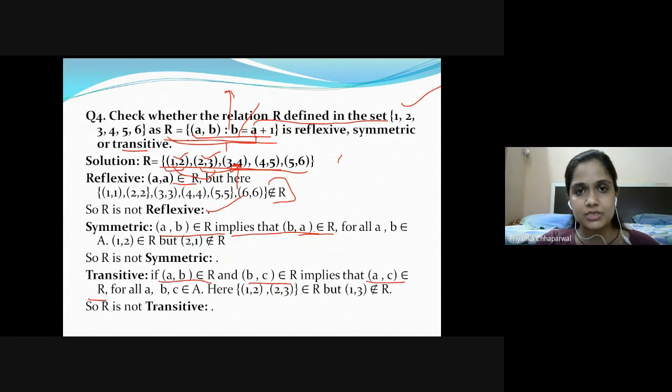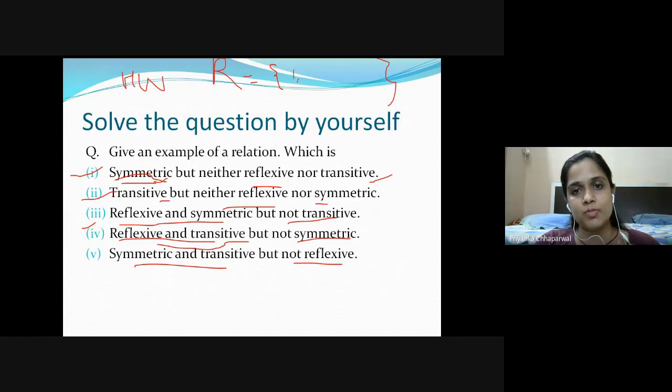It is a condition. Suppose I am writing 1 comma 2. First I am writing 1 comma 2, then its opposite will be 2 comma 1. I am writing 2 comma 1. So first tell me, is this relation symmetric, yes or no? Anyone? Yes, ma'am, it is a symmetric relation.